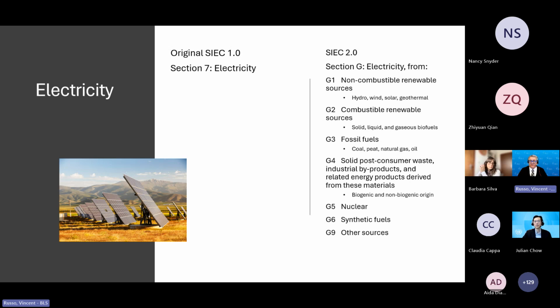In electricity, we have quite a big expansion within SEC. Previously, there was just a single category for electricity. It is now broken out into 7 different divisions that are aligned with the sources. So we have non-combustible renewable, combustible renewable, and fossil fuels, waste, nuclear, synthetic, and so forth. It's quite a significant expansion of the coverage by type of source. And even with all these categories, countries can still align and compare electricity at a top level across the statistics, because electricity remains a section unto itself.